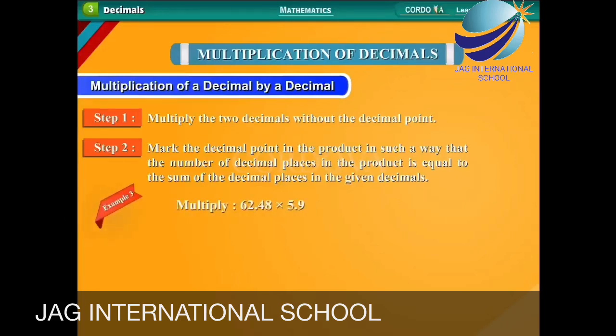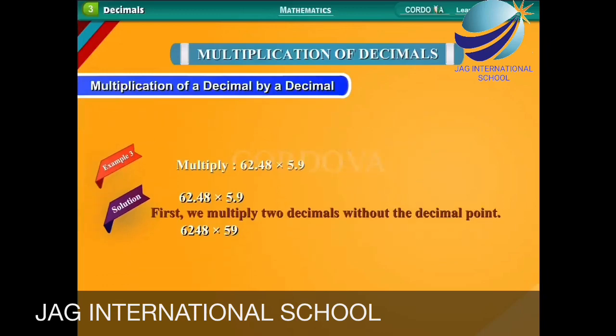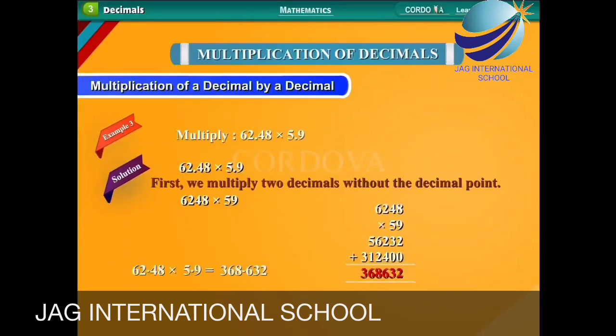Example 3. Multiply 62.48 into 5.9. Solution. First, we multiply two decimals without the decimal point. 6248 into 59 is 368632. 62.48 has two decimal places, and 5.9 has one decimal place, so the product is 368.632. 2 plus 1 is equal to 3 decimal places.